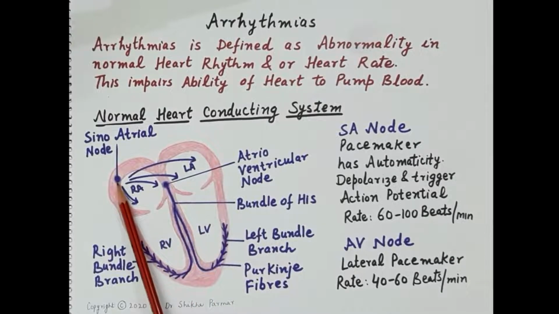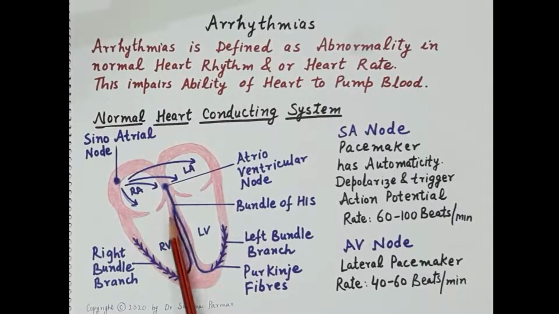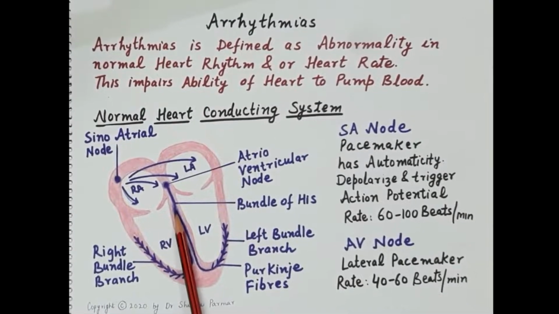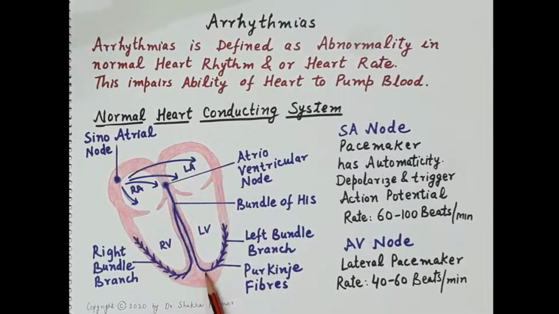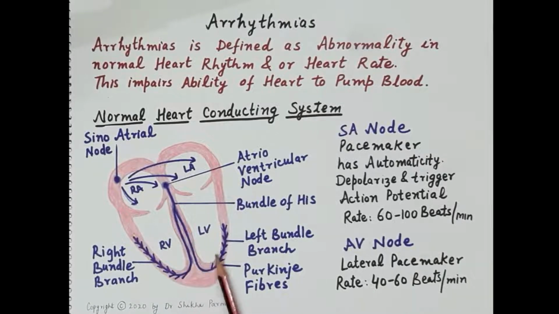Now the impulse from the SA node reaches the AV node, and from the AV node the same impulse travels to the bundle of His, from the bundle of His to the 2 bundle branches, that is the right and left bundle branches, and finally the Purkinje fibers. Now this produces contraction of the ventricles.